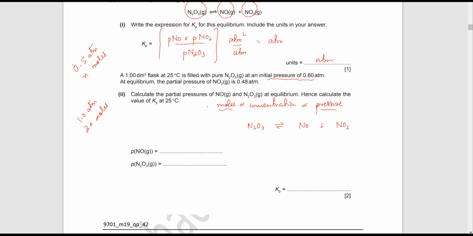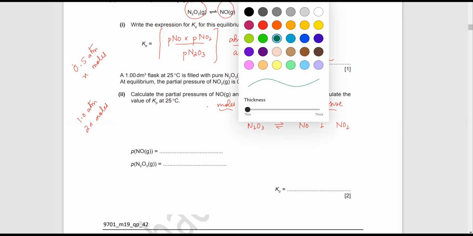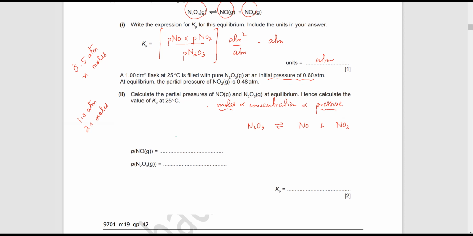Okay, so I'm going to do the same thing over here. And remember one thing about partial pressures or moles or concentration: you're going to get the same result, exactly the same value. It doesn't matter. When you do the ratio, products divided by reactants, you're going to get a similar value. Anyways, what I'm going to do is think of this as moles.